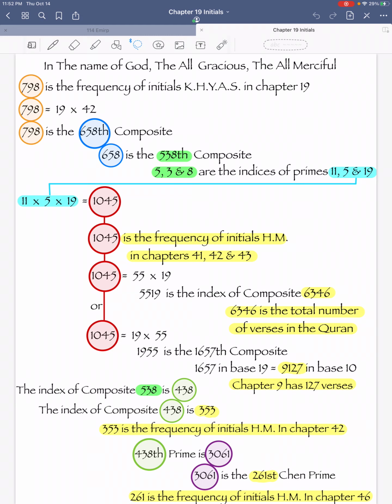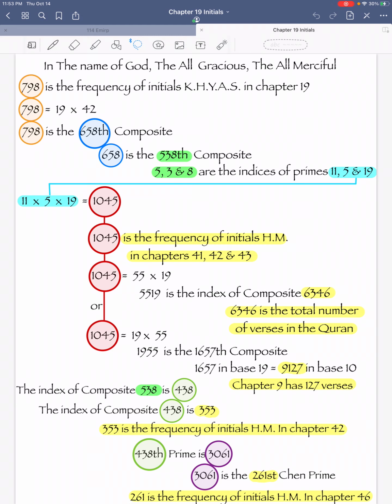So, the frequency of initials in chapter 19 gave us the frequency of initials in chapters 41, 42, and 43. It gave us the total number of verses in the Quran. It gave us the total number of verses in chapter 9. It gave us the total number of initials in chapter 42. And it also gave us the total number of initials in chapter 46.